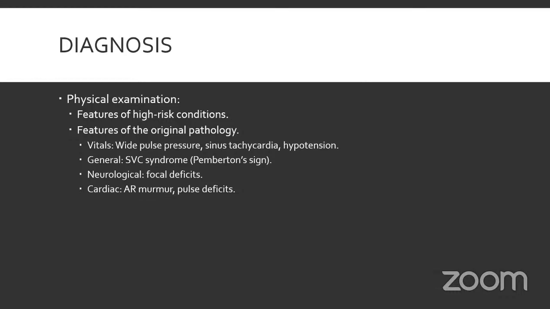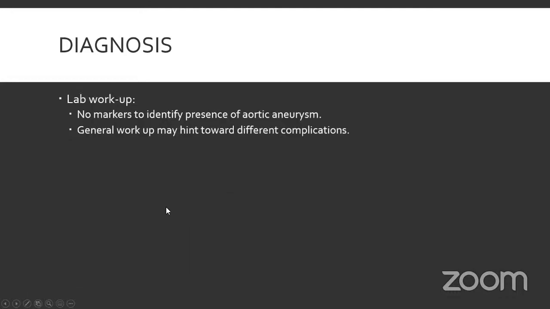SVC syndrome findings, such as plethora in the face, upper limb swelling, and Pemberton sign, which is a sign found in severe superior vena cava syndrome. Focal deficits due to stroke, due to compression of the carotid artery, can be found on neurological examination. Cardiac examination may reveal an aortic regurgitation murmur or some pulse deficits.